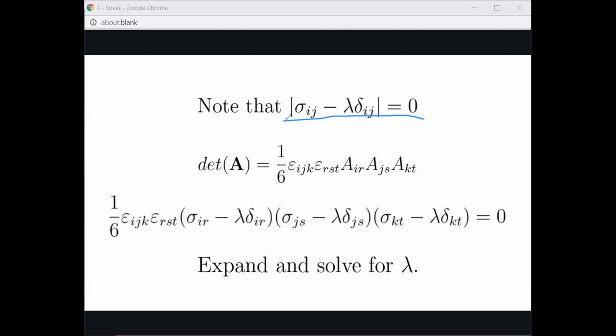Now, we solve this one. The determinant of this term is 0. So, we recall this from the first module, right? And we apply this definition to our equation. So 1 over 6 epsilon ijk epsilon rst. Instead of A_ir, I replace A with this one. So sigma_ir minus lambda delta_ir. Okay? All of this is js, all of this is kt. And this is 0.